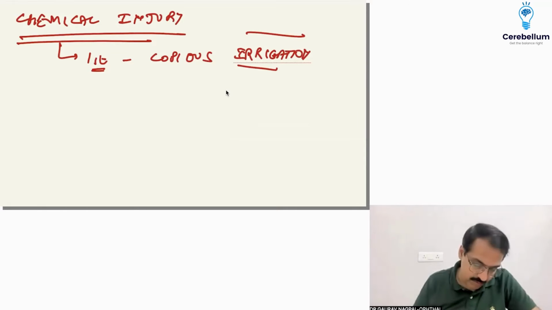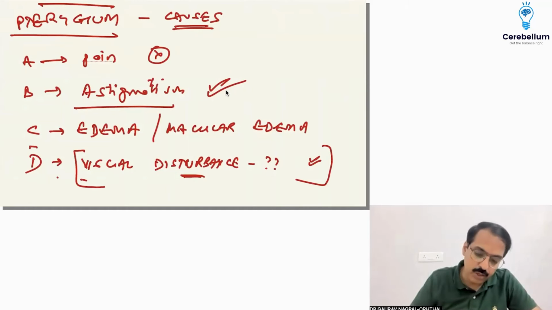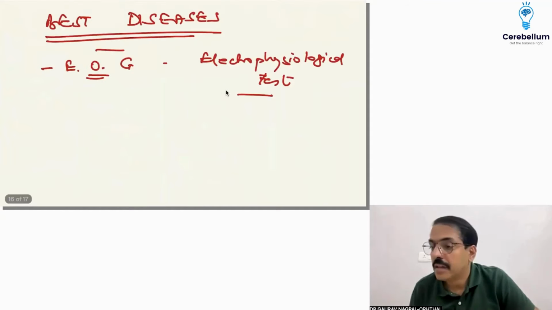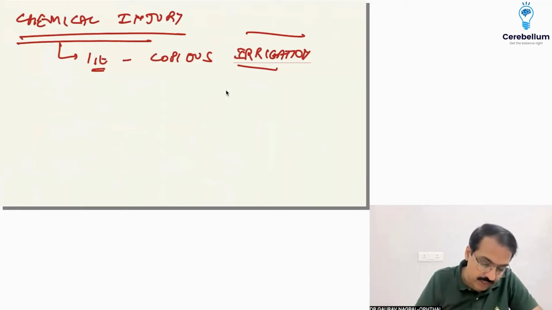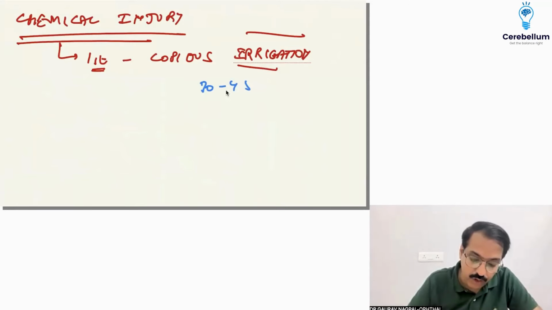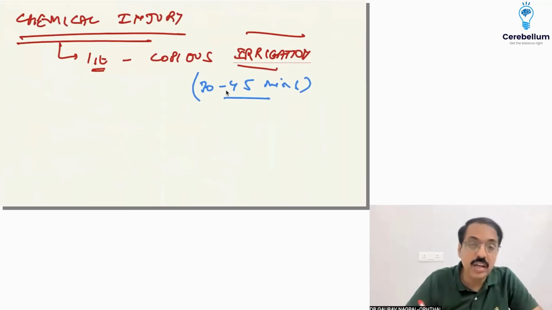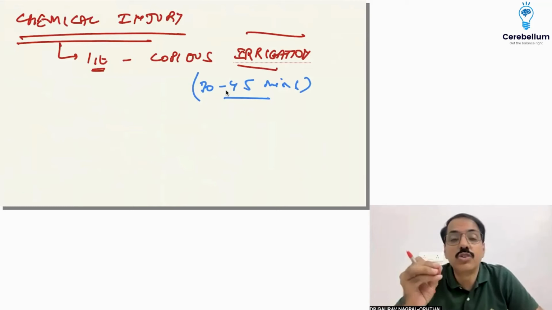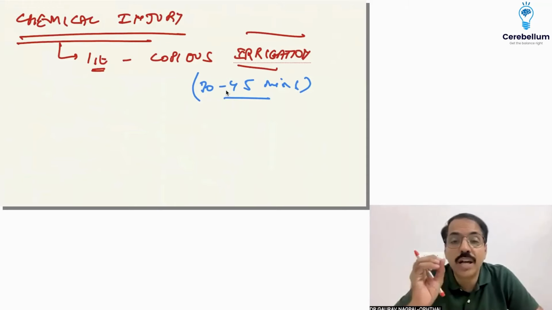Okay, so no visual disturbance. As per me also, this cannot be an option. Best management is copious irrigation, the first step that has to be done whenever. If somebody asks, it is going to be for 30 to 45 minutes at least, with a solution which is easily available, not a neutralizing solution. Any solution, Ringer lactate or normal saline or even plain water can do.